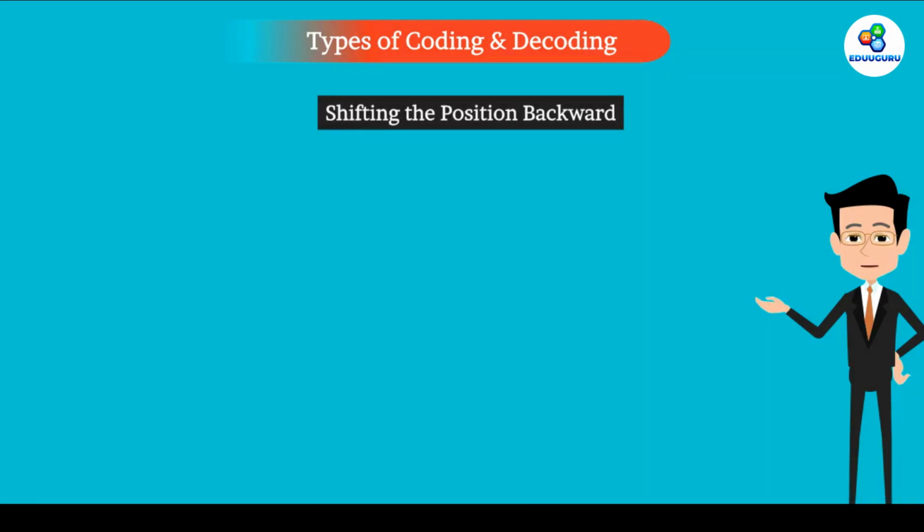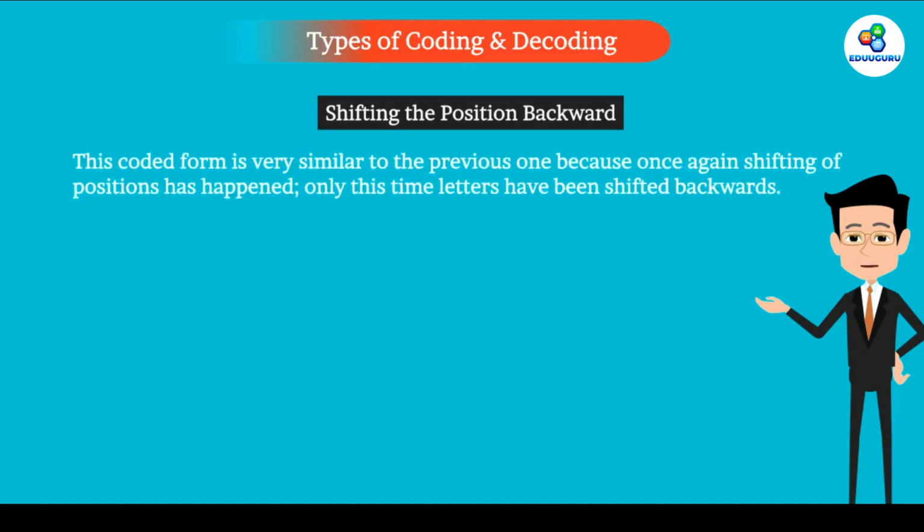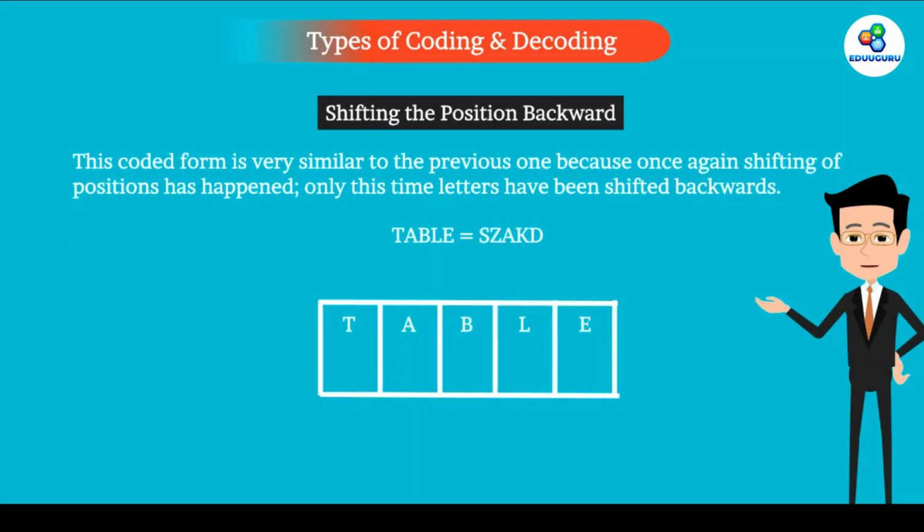Shifting the position backward. This coded form is very similar to the previous one because once again shifting of positions has happened. Only this time letters have been shifted backwards. The word TABLE is written as S, Z, A, K, D. The letter T shifted to letter S, the letter A shifted to letter Z and so on for the remaining part of the word. As you see, each letter is shifted to its previous letter in the code. Similarly, letters can be shifted backwards any number of positions.